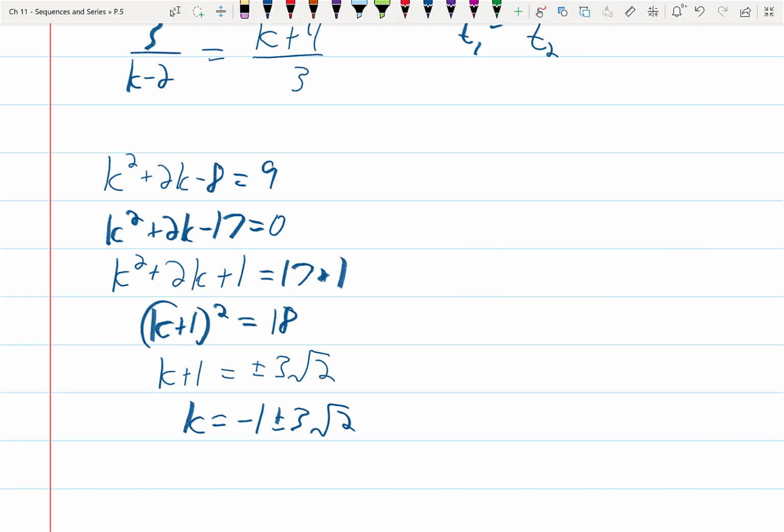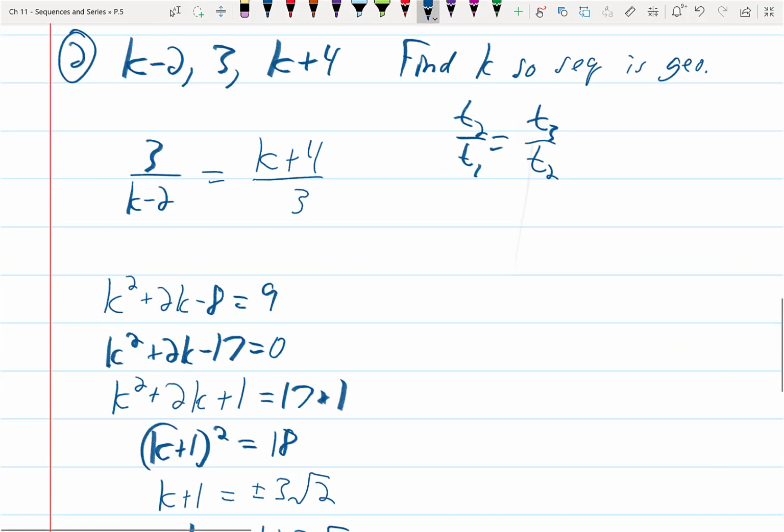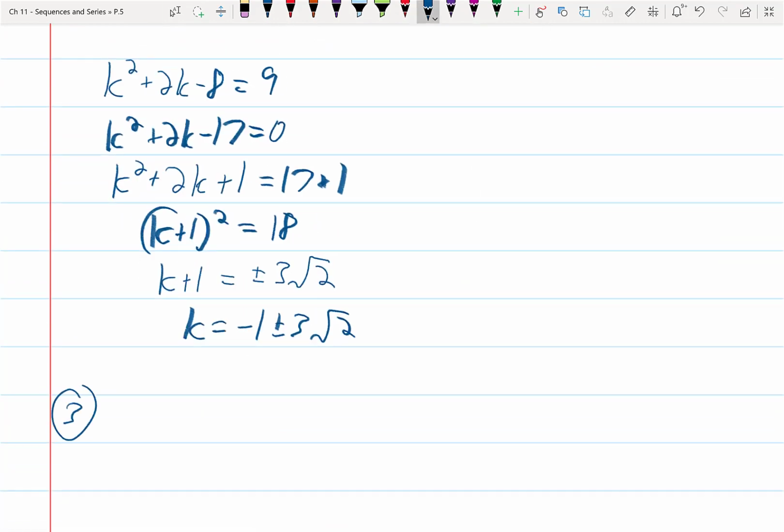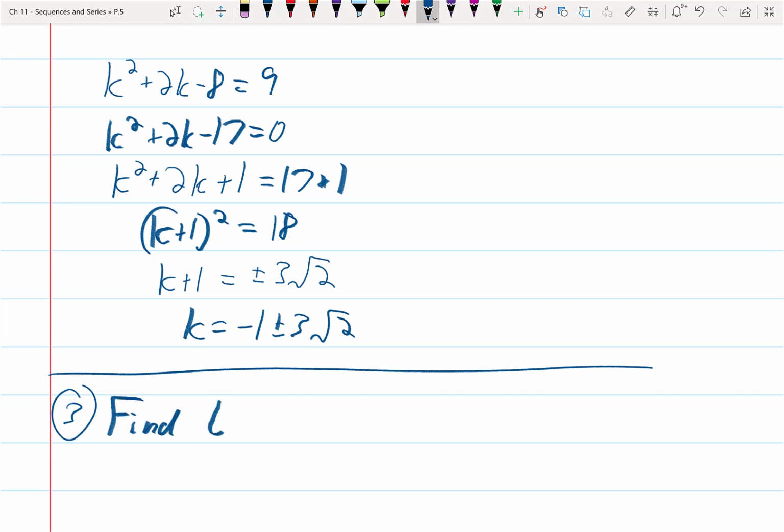So let's keep that in mind, and let's move on to a systems problem. So we're going to up the difficulty again. And what I want you to do is I want you to find t of 7 for the sequence -2, 1, -1/2.